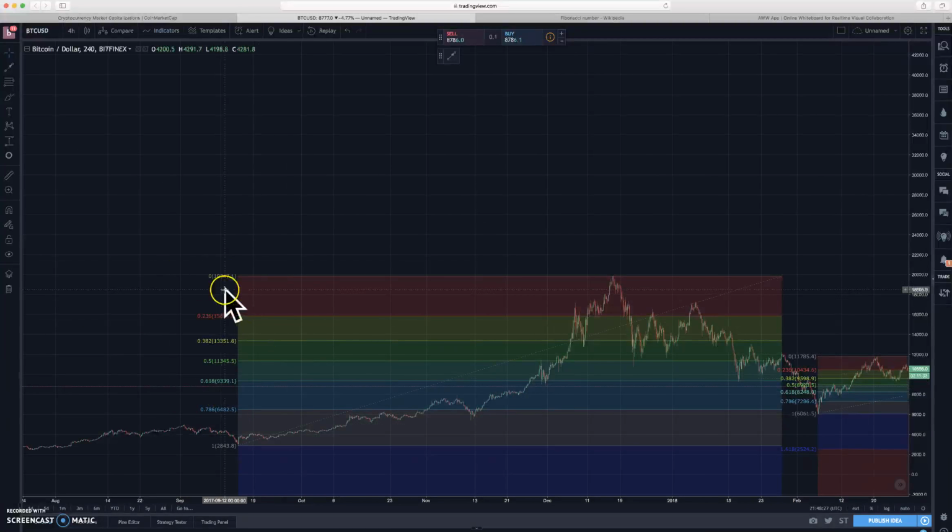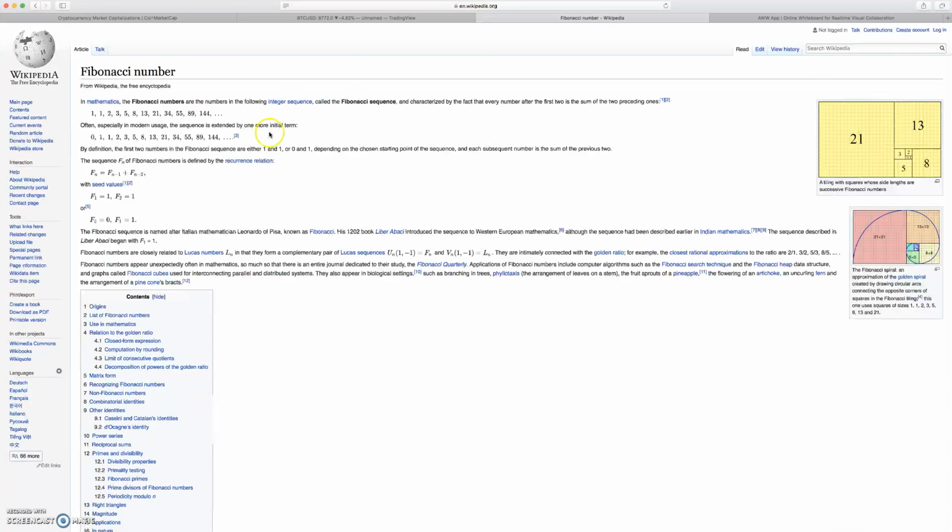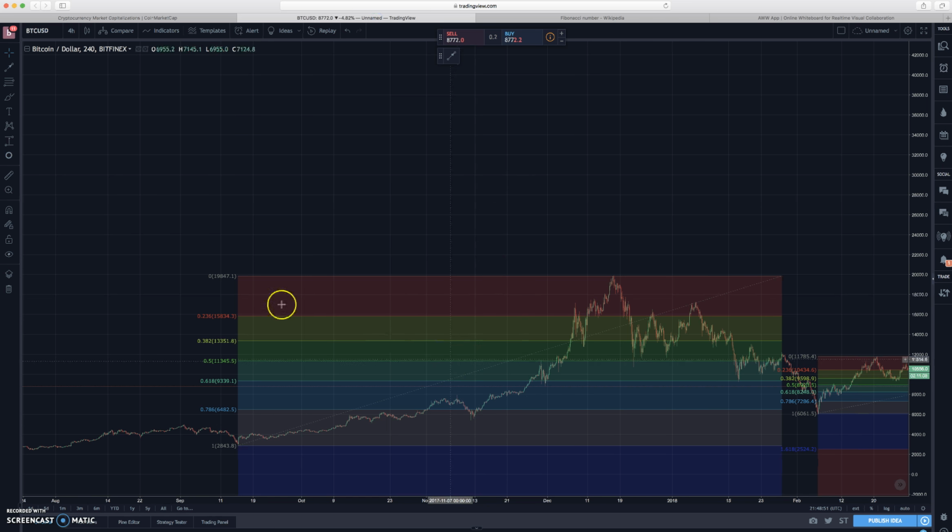Now, these numbers come from something called the Fibonacci sequence. This is all math and it's kind of boring, so I'm not going to get into it too much, but basically it's characterized by the fact that every number after the first two is the sum of the two preceding numbers. So 1 plus 1 is 2, 2 plus 1 is 3, 3 plus 2 is 5, 5 plus 3 is 8, 8 plus 5 is 13, and so on to infinity. Now you're probably saying, well, that doesn't add up to these numbers. Basically, these are just ratios of numbers in the Fibonacci sequence.